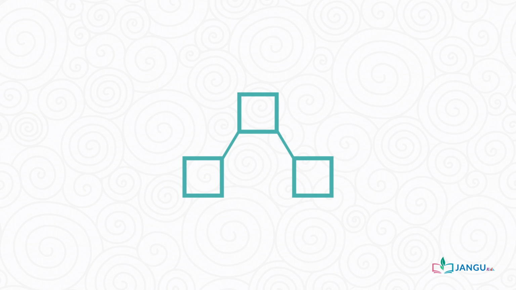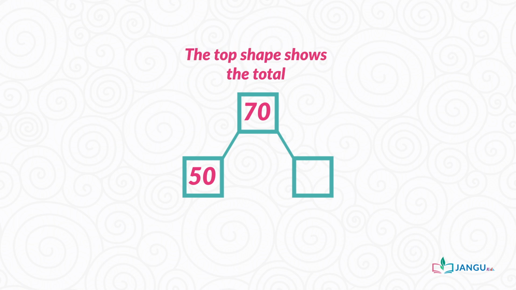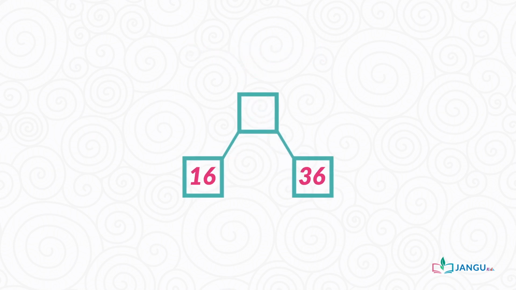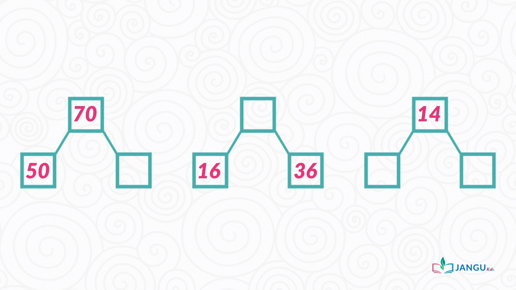The shapes on the screen are examples of quantitative aptitude problems, and we can use what we've learned about open sentences to solve these equations. The top shape shows the total. So, this means we need to find a number that when we add to 50 gives us 70. The second shape means we need the total from adding 16 and 36 together. And for the last shape, the missing numbers would be what we get when we divide 14 into two places without any remainder. Solve the quantitative aptitude problems.